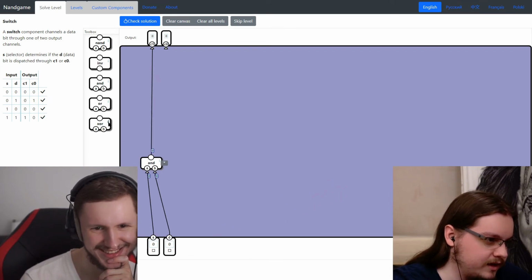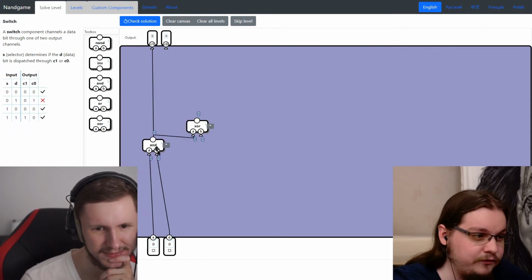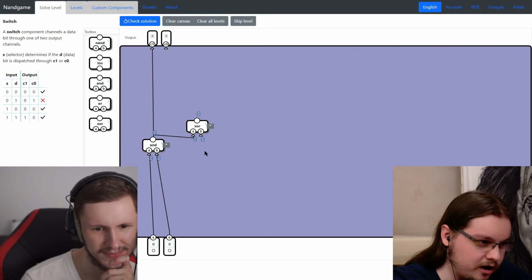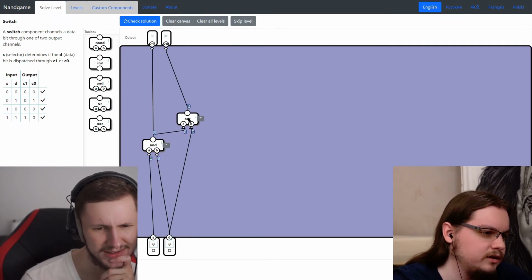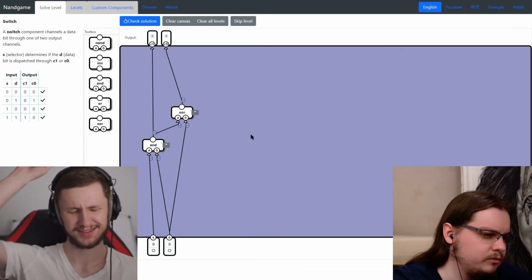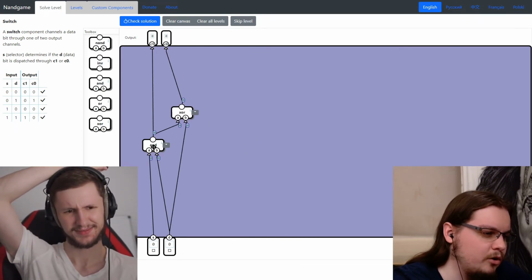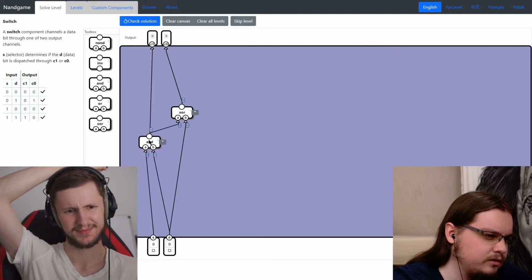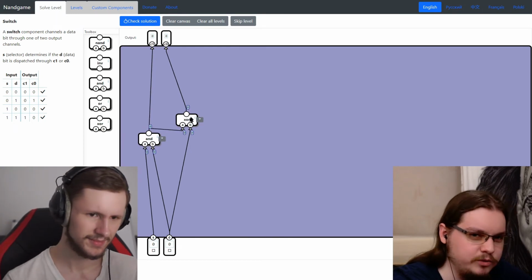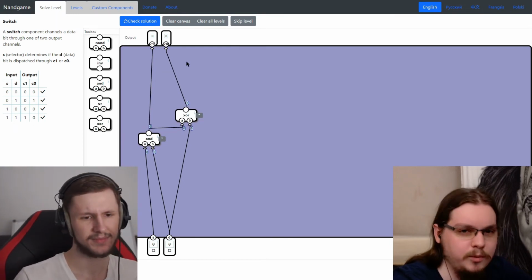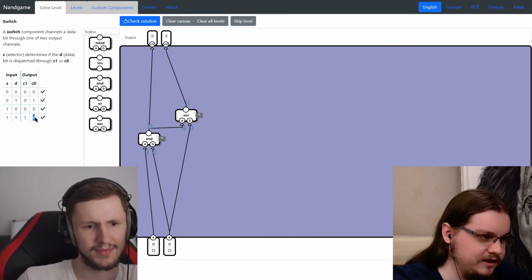So, I think I was onto the right track with the exclusive OR. If AND is false, that means the switch is off. But if the data is still on, then this? No, that doesn't work though, because... No, it does work. Wait. This only outputs 1 if the switch is at 1. If the switch and data are at 1, this outputs 0, which is what we want. So this definitely checks out.